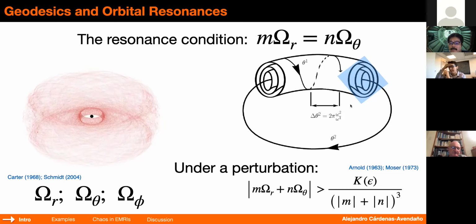And then we can see that the ones that will remain, or will be preserved, under a perturbation are given by this condition, where K and epsilon depend on the characteristics of the perturbation or its strength. Epsilon will characterize how big our perturbation is. And then this says that the ones that will survive will go in this way.